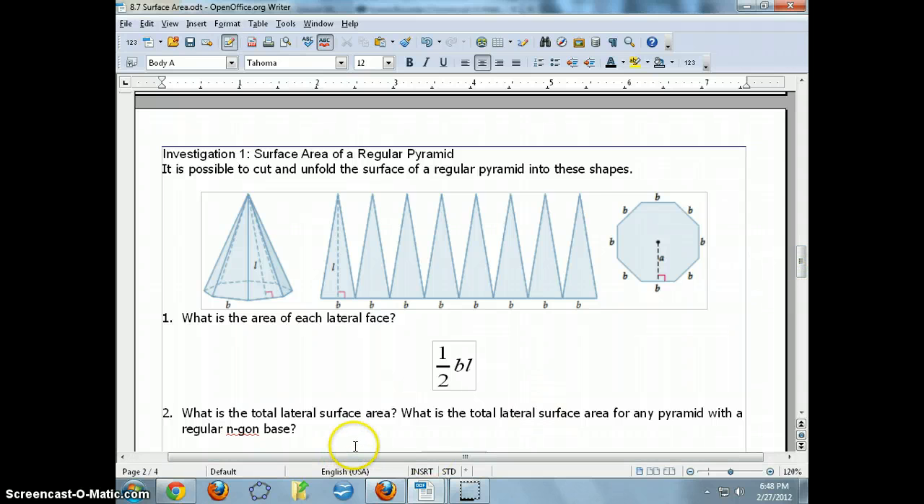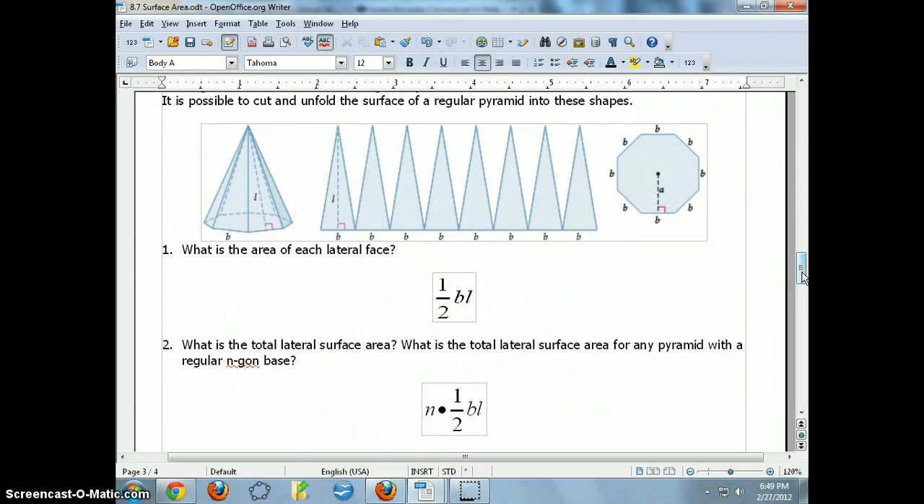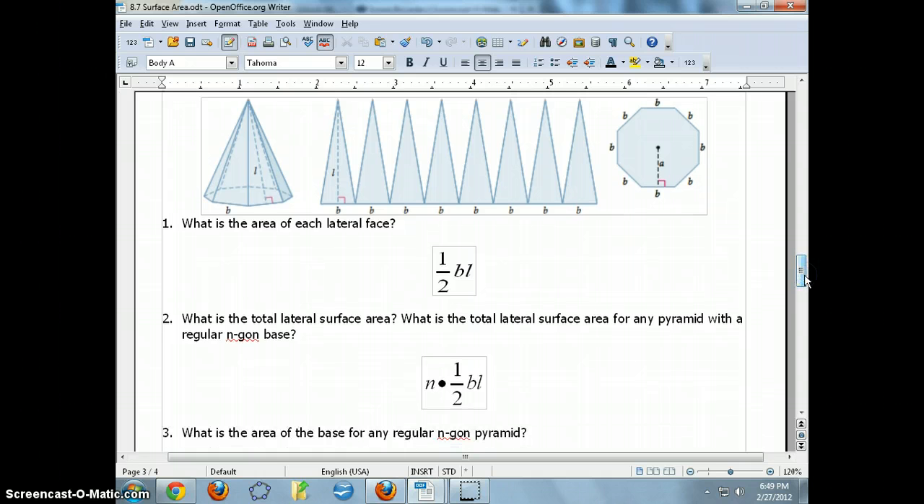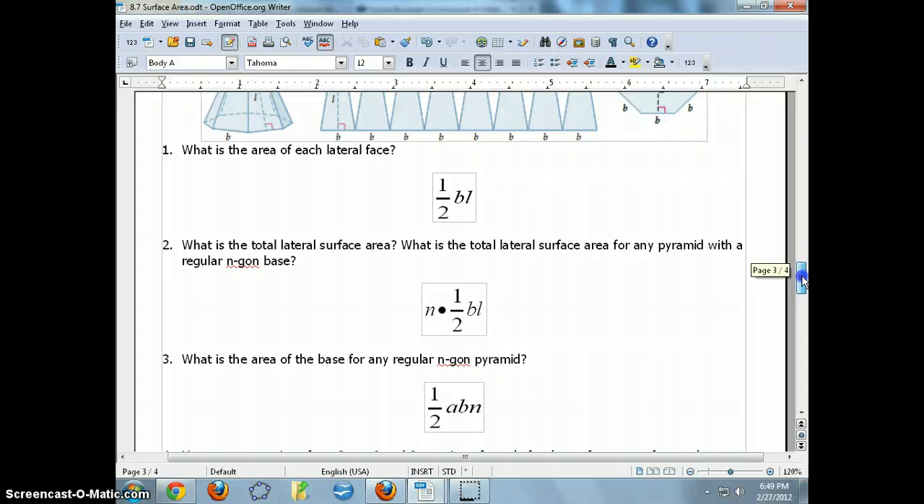Step 2, what is the lateral surface area, given a polygon with n number of sides? It's just going to be n times the area of this triangle. So we get n times 1/2 base times L. Step 3, what's the area of the base for any regular n polygon? Well, that's just finding the area of a regular polygon, which you should know as 1/2 apothem times base, in this case, times the number of sides of the polygon.